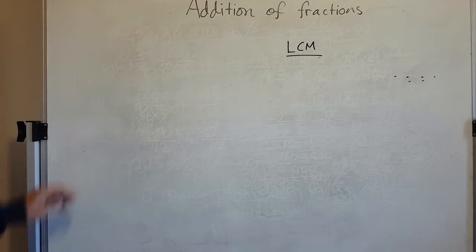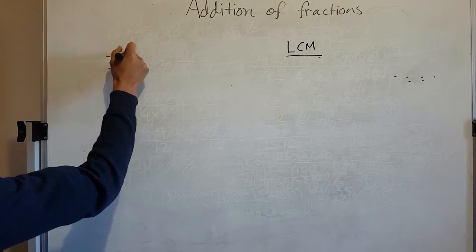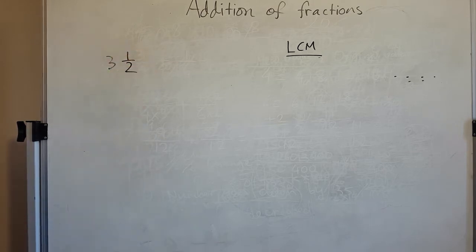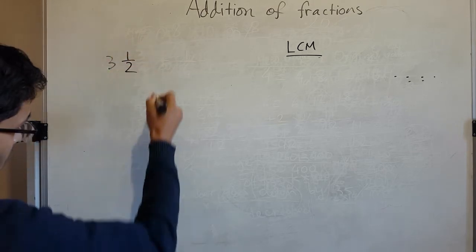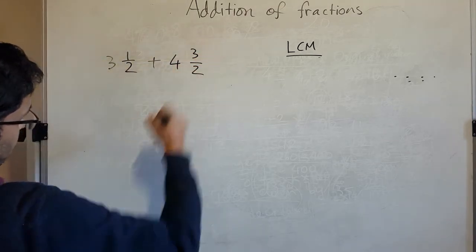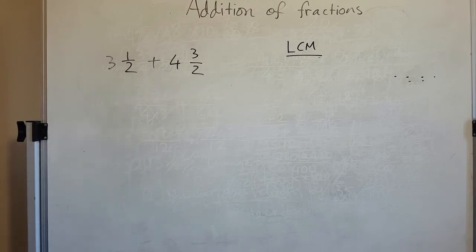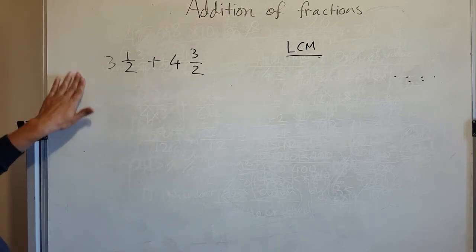Let's do another example of adding fractions. We have 3 and a half plus 4 and 3 over 2. These are mixed numbers, and the question is asking to add these.